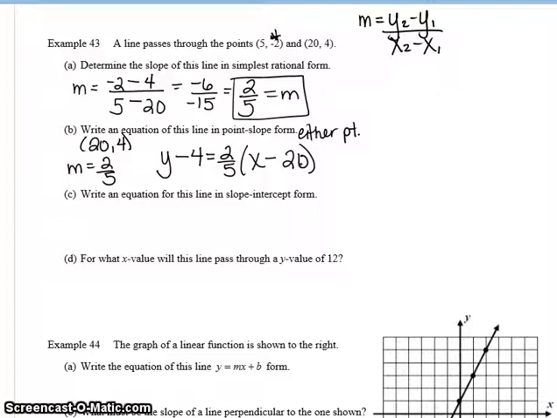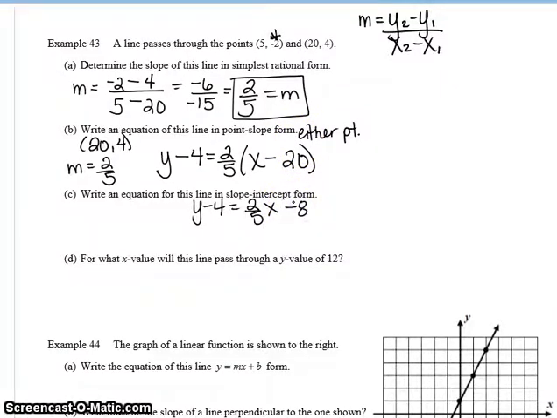Write an equation for this line in slope-intercept form. Again, I'm going to use part B to get part C. So I'm going to go y minus 4 equals 2/5 x. And then, remember, you're distributing. So it's going to be 2/5 times 20. And 2/5 times 20 results in a -8.